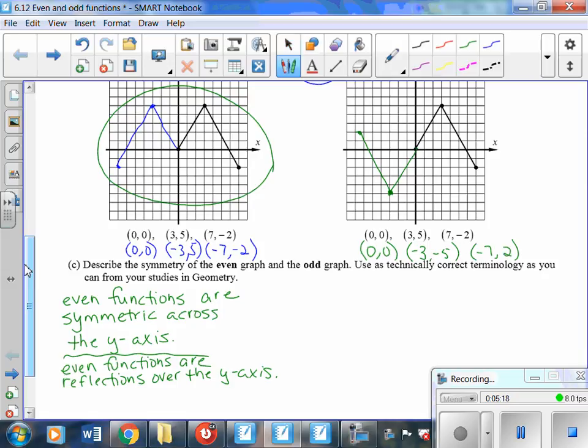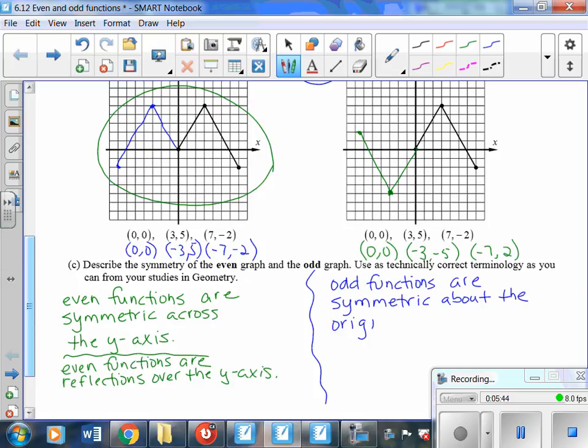All right, so now let's consider odd functions. It might not be as obvious, but odd functions are symmetric about the origin.